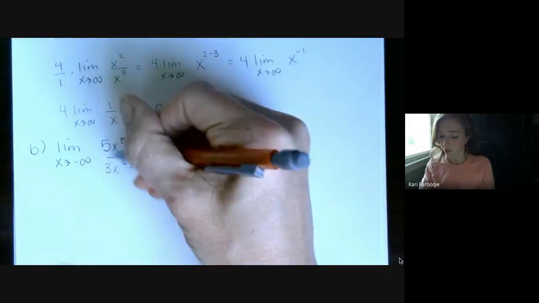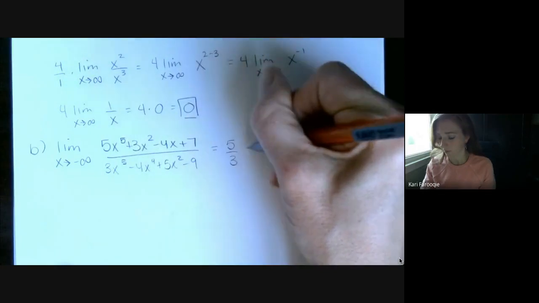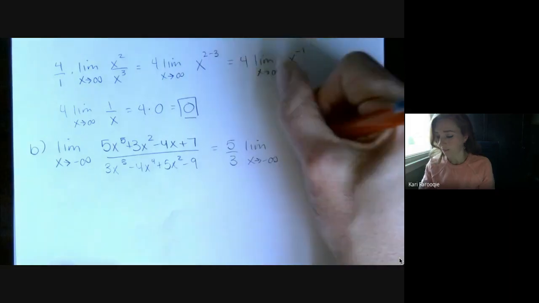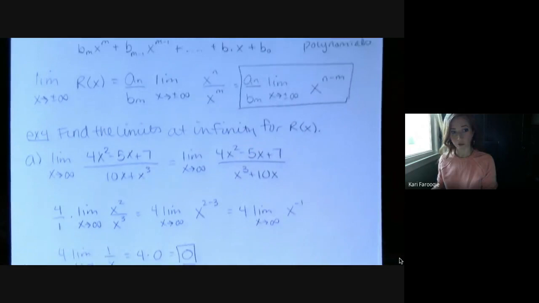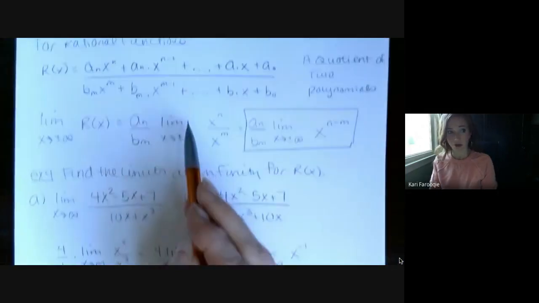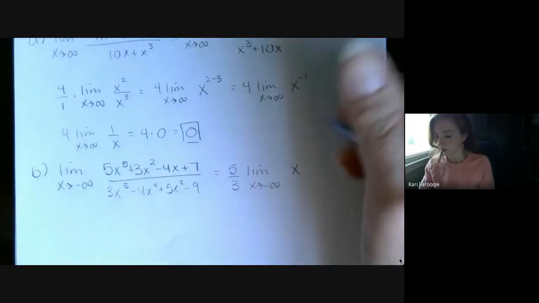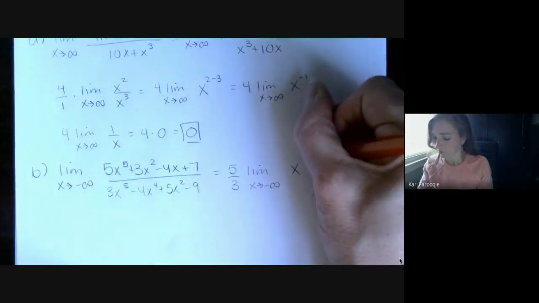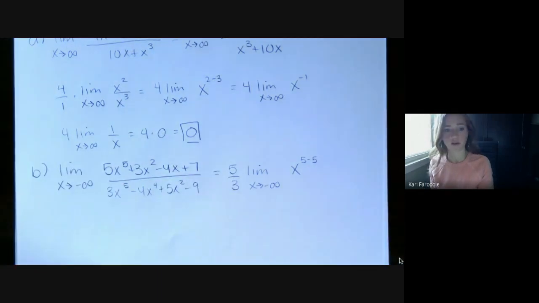Go ahead and take the ratio of your lead coefficients, which is 5/3, and take the limit as x approaches negative infinity of x to the, now this time I'm going to skip right to this part where we take x to the n minus m. So the power in the numerator minus the power in the denominator. That's 5 minus 5. This is really reasonably where I would expect you to go on your test.